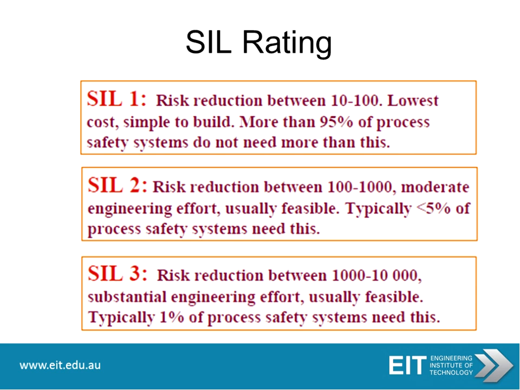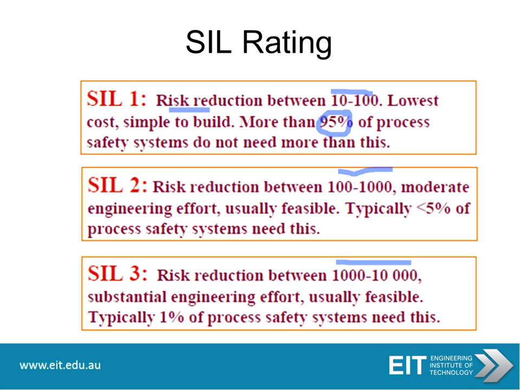So again, looking at SIL 1, 2, and 3, risk reduction between 10 and 100, which then goes up to 100 to 1000, which goes up to 1000 to 10,000, getting to SIL 3. Then more than 95% of the process safety systems do not need more than this, which is SIL 1 level.